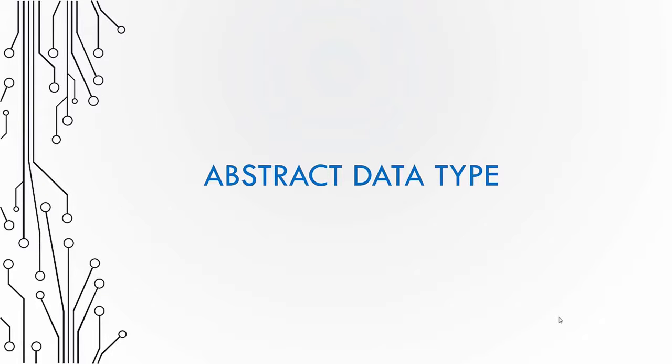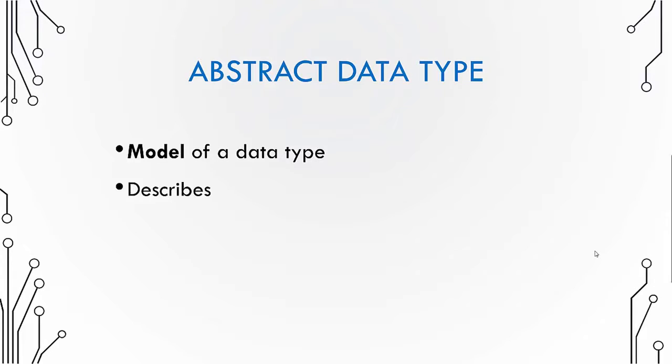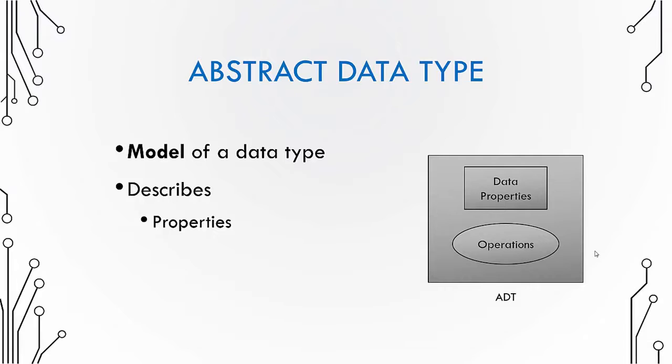In this video, let us see what is an abstract data type. When you talk about abstract data type, you talk about something that models a data type. And by modeling a data type, we say that it describes the data properties and the operations that can be done on that type of data.